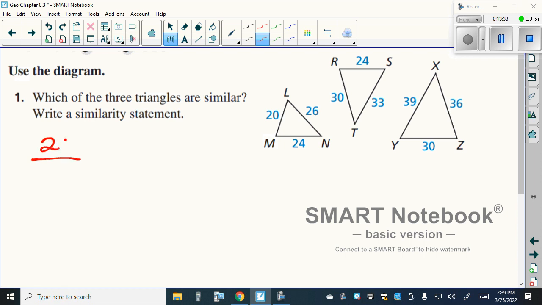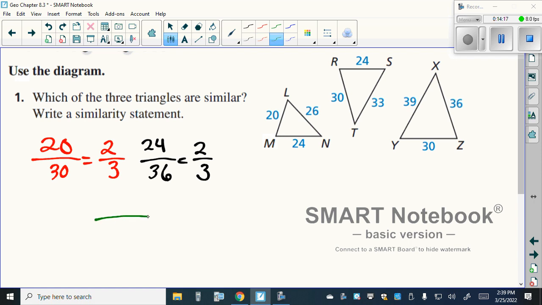Well, we can start off with the smallest again, 20, and the smallest side for XYZ is 30. And 20 over 30 is 2/3. That's not too bad to simplify. Now the next one we can look at is the middle sides. Well, both of these are divisible by 12. 24 divided by 12 is 2 over 3. So this is promising because it's the first one that's worked for the first two.